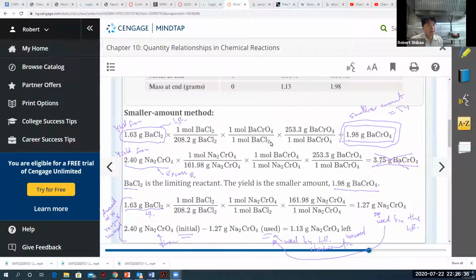All right, so this is a classic limiting reactant problem. You know, yield from one reactant, yield from the other reactant, pick the smaller one. That's the limiting reactant. This is the theoretical yield, and then calculate how much excess reactant remains unused. So this is a classic limiting reactant problem right there.